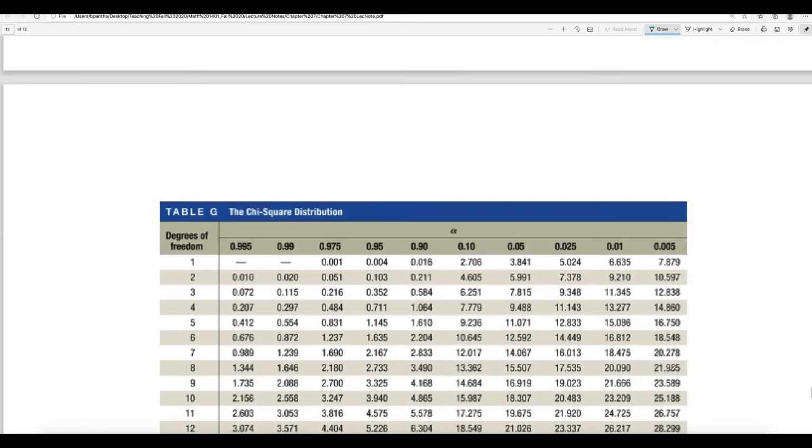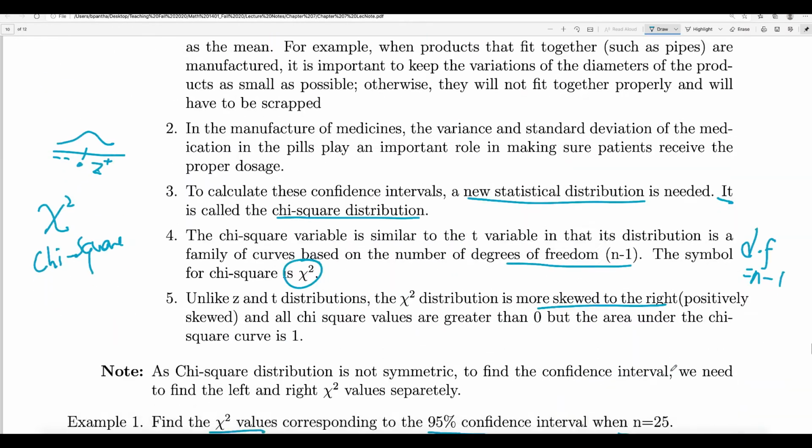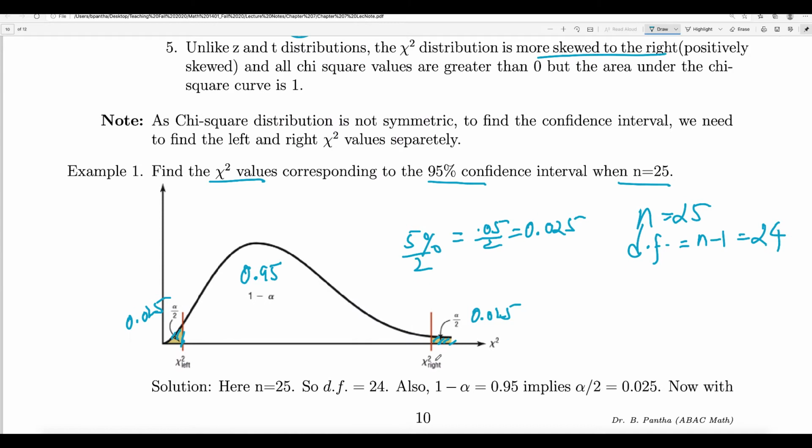So what was the right area in our case? 0.025, right? To find out this number, we need the area right of that, which is 0.025. For chi-square left, the right area is 0.95 plus 0.025, which will be 0.975. The right area will be 0.975 for this value, and for the other value, the right area is 0.025.